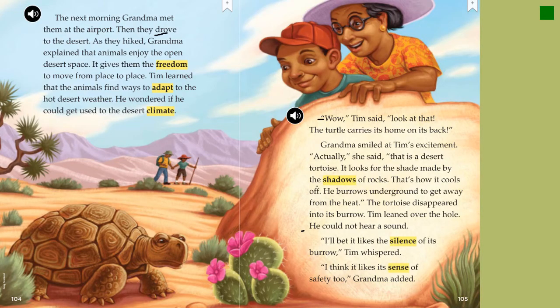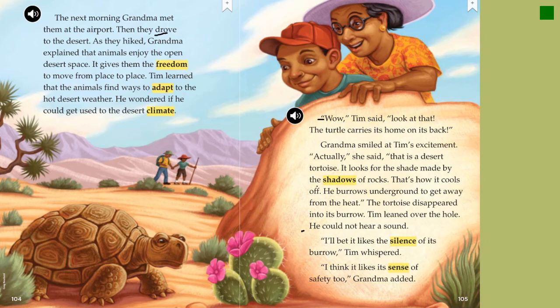The next morning, Grandma met them at the airport. Then they drove. Drove is the past tense of drive. Then they drove to the desert. A desert is a large area of land. It is usually very hot in a desert, and there is almost no water, rain, or trees in a desert.